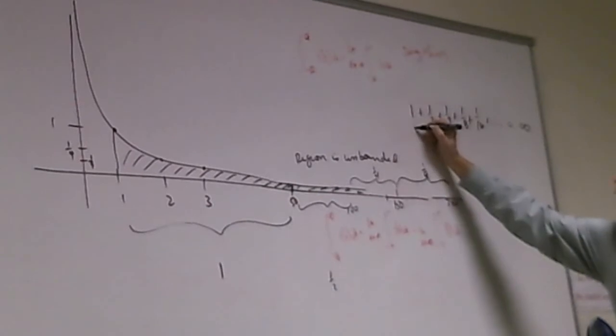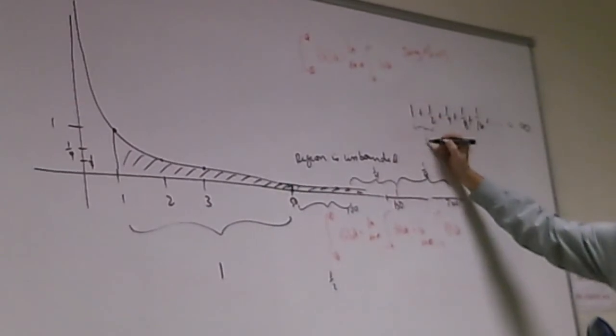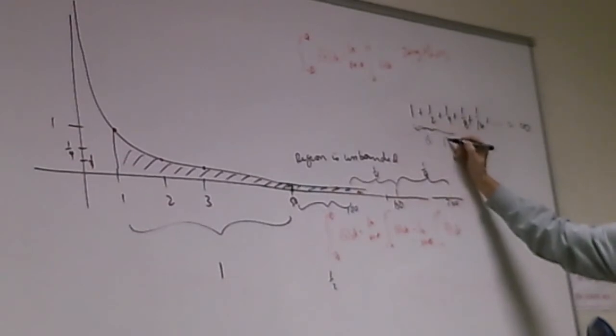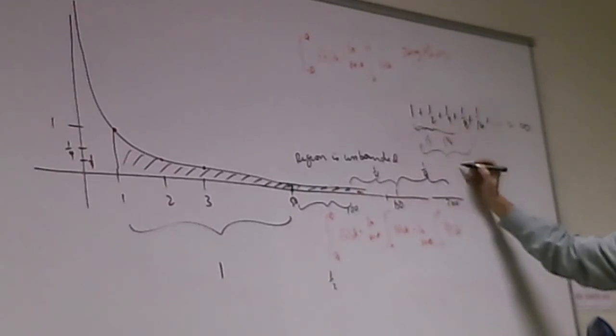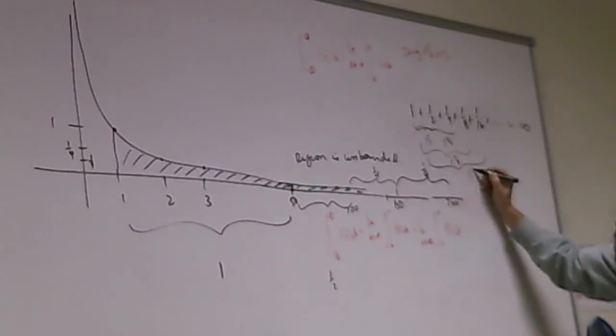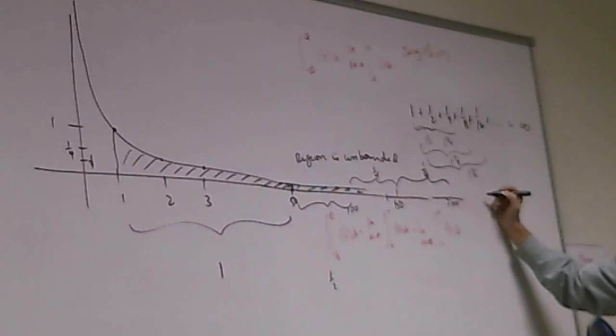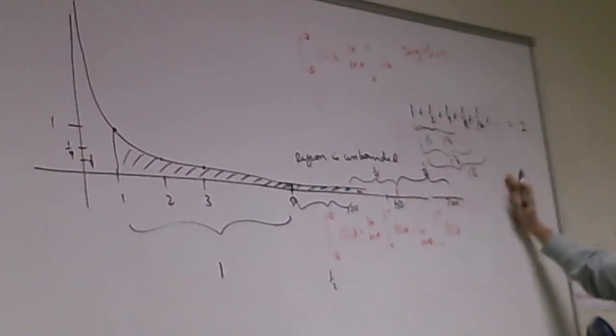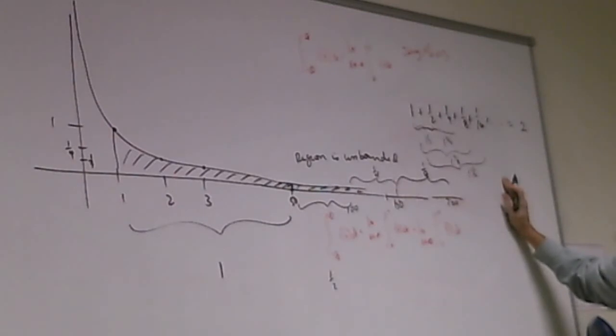No, because what is 1 plus 1/2? Well, that's 1 1/2, right? What if I add 1/4? It's 1 3/4. What if I add that eighth? It's 1 7/8. What if I add that 16th? It's 1 15/16. So if I add up these infinitely many numbers, what do I get? 2. So it's perfectly possible to add up infinitely many numbers and not have infinity for your answer. Right?